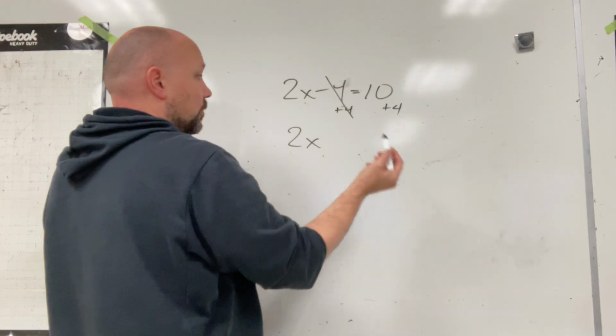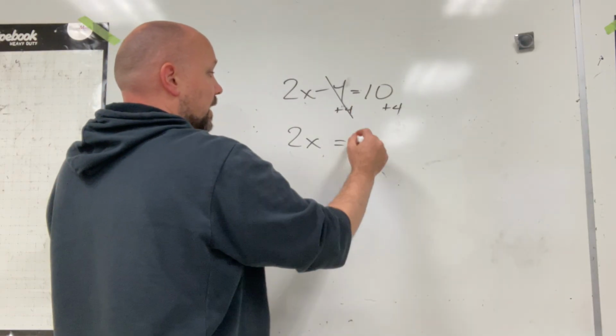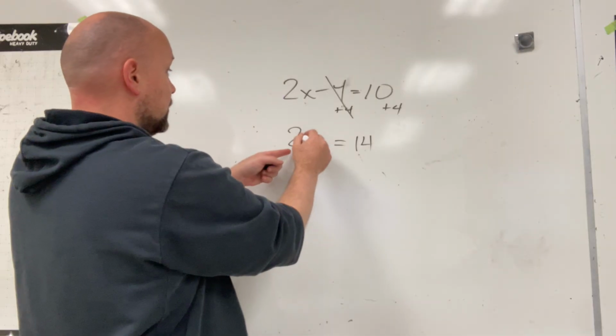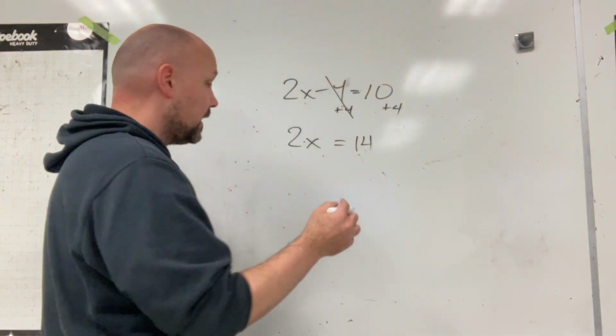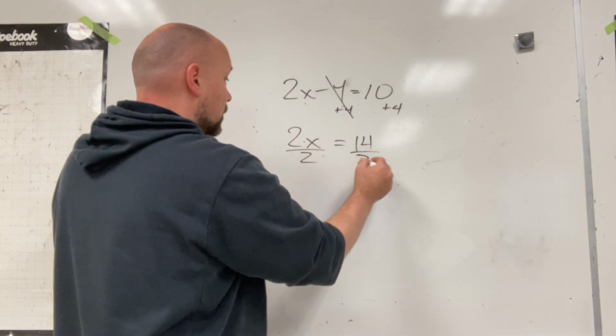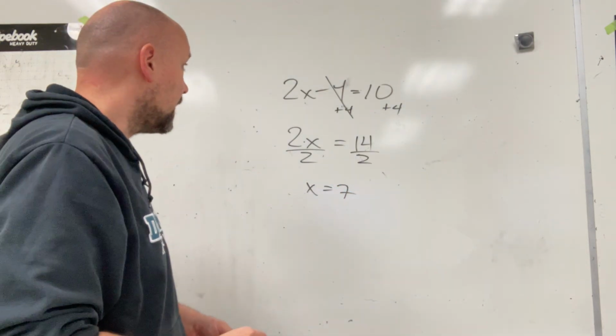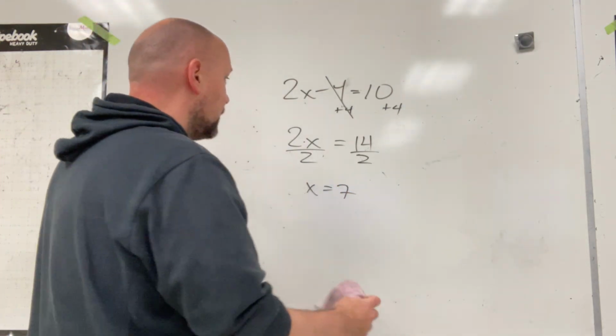2x minus 4 plus 4 is gone. And then that's 14, right? So 2x is equal to 14. And now I have 2 times x, so the opposite of that is divided by 2. So x is 7, right? That's that. Let's see another one.